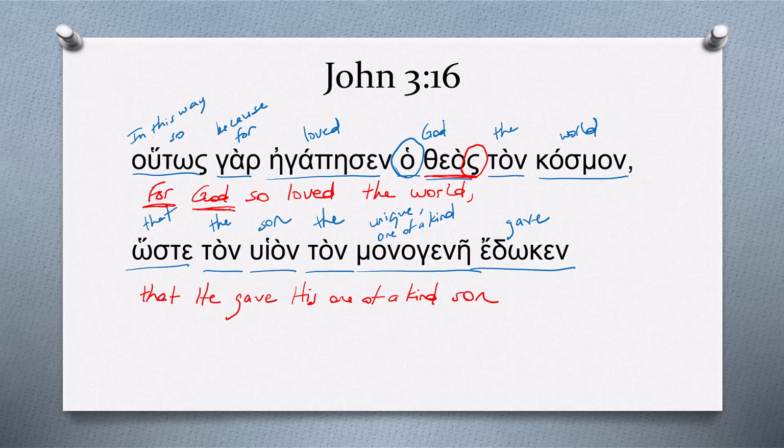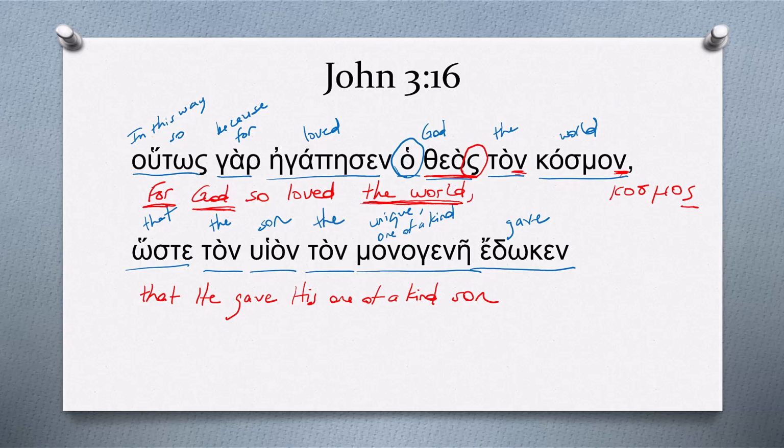Now, did you notice the ending of ton kosmon here? It ends in a nu. This is from the word cosmos, but instead of ending in a sigma, it ends in a nu, which tells us it's the accusative case, and so, sure enough, it's going to appear as the direct object of this first clause. God so loved the world. And then we translated the second part as that he gave his one-of-a-kind son.